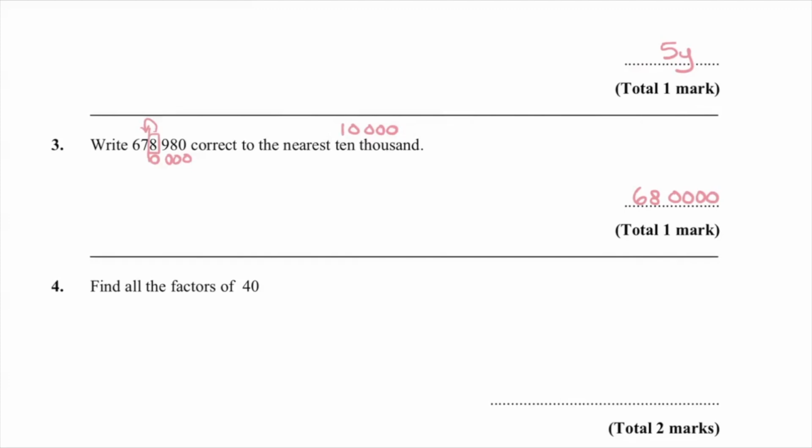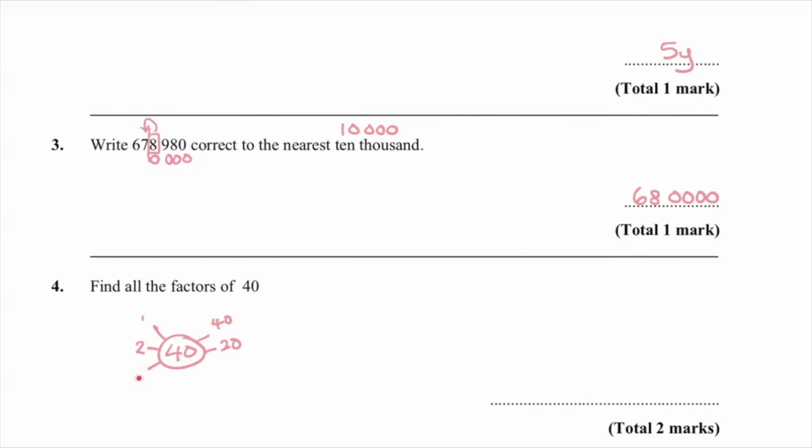Factors of 40. This is where we do factor bugs in class. So this is what you might recognize. Do them in pairs because then it's easy to see what goes together to make that 40. So 1 times 40, 2 times 20, and then just go through in turn so you don't miss any off.